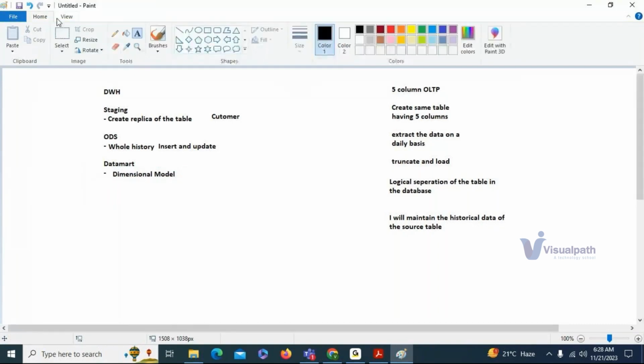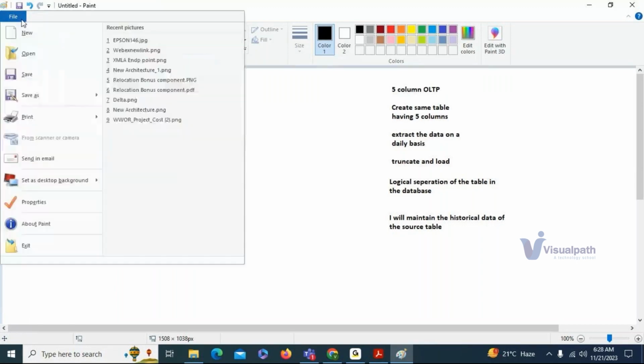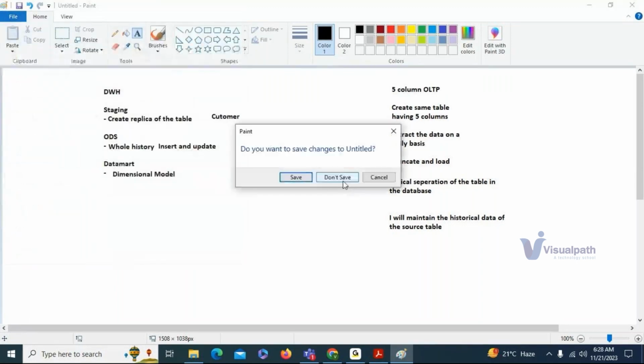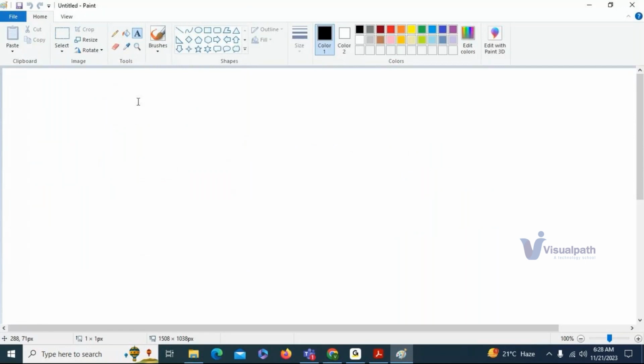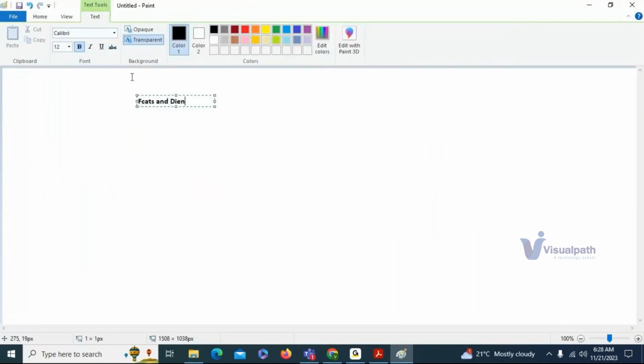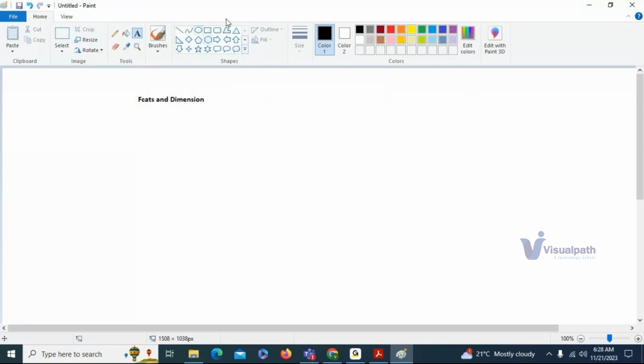So whenever you talk about a dimensional model, you will have facts and dimensions. What is a fact? What is a dimension? Let's say I bought something in a particular website. I bought something.